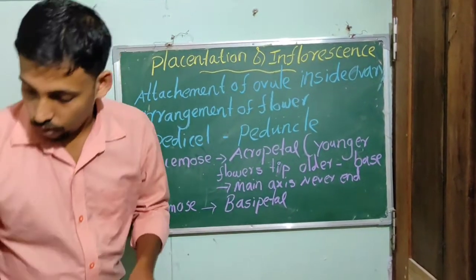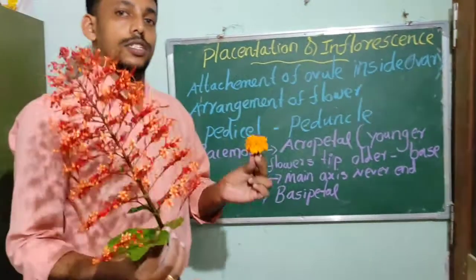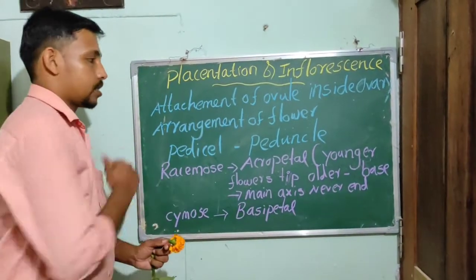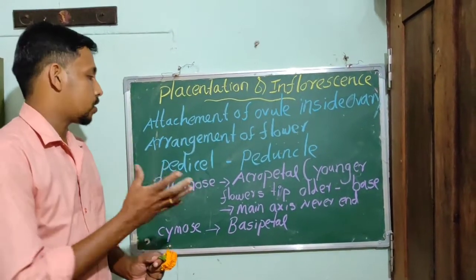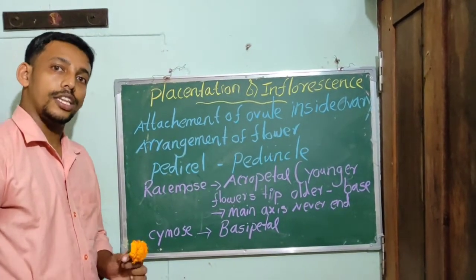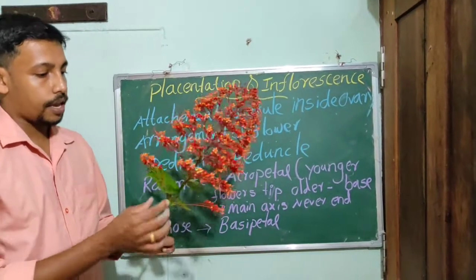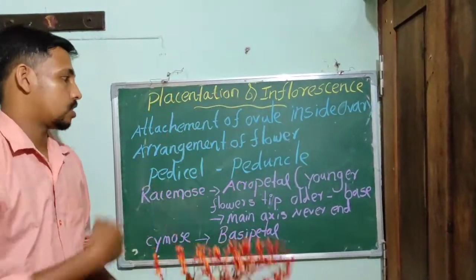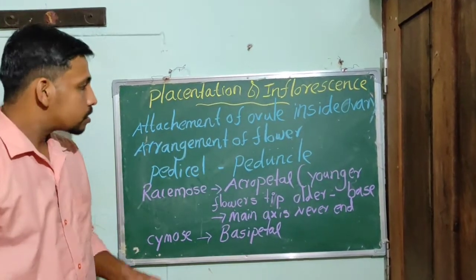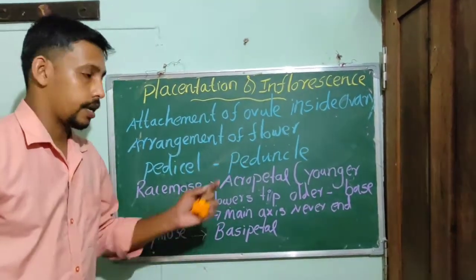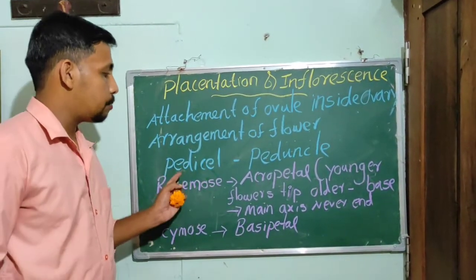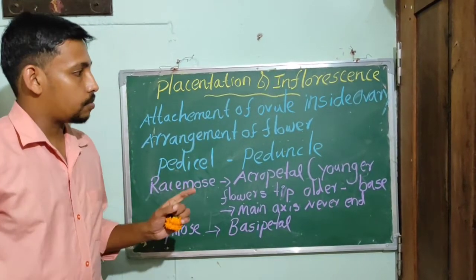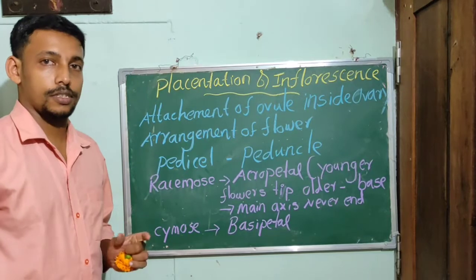So I will show you an inflorescence. There are two types of inflorescence. We know that the stalk of a single flower is known as the pedicel. And in an inflorescence, the main axis is known as the peduncle. The main axis of the inflorescence is known as the peduncle, and each flower may have a stalk, that is known as the pedicel.